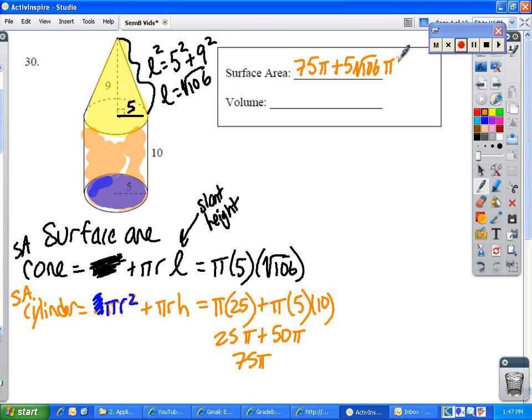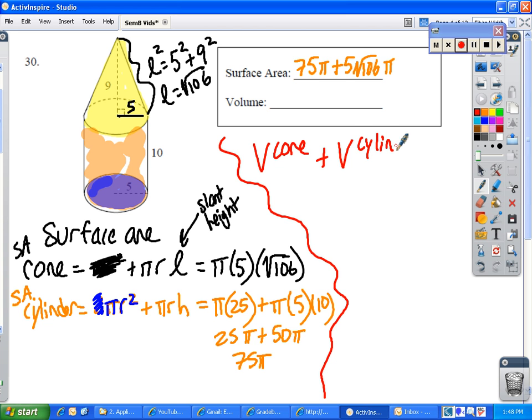All right, the volume. The volume is a lot simpler than the surface area because literally we just have to take the volume of the cone plus the volume of the cylinder, and we're going to get a total volume. So the volume of the cone, the formula for that is 1/3 pi r squared h plus the volume of the cylinder is pi r squared h. And if you notice, the cone is always going to be 1/3 of the cylinder that it would perfectly fit in.